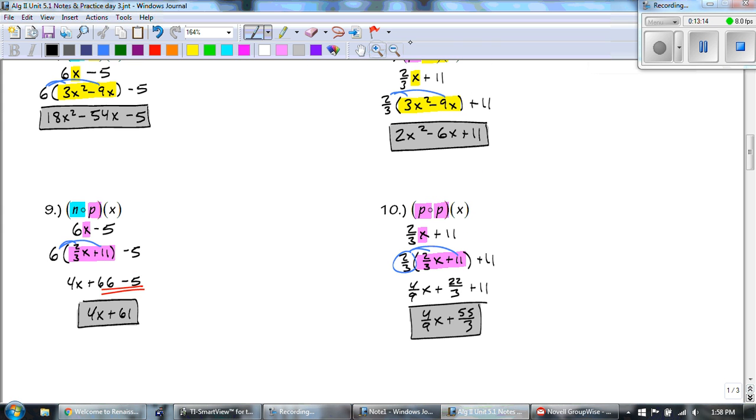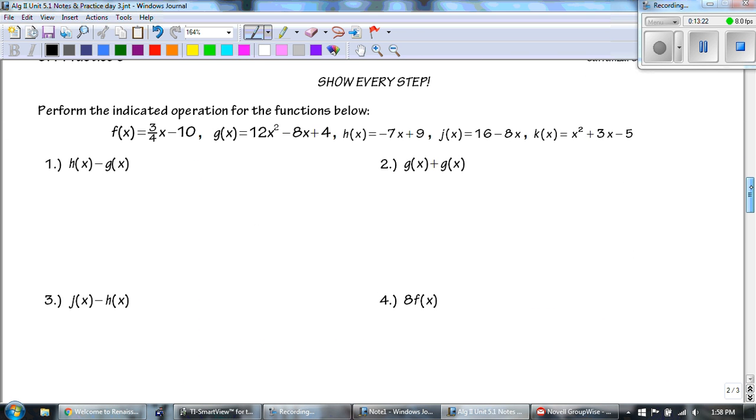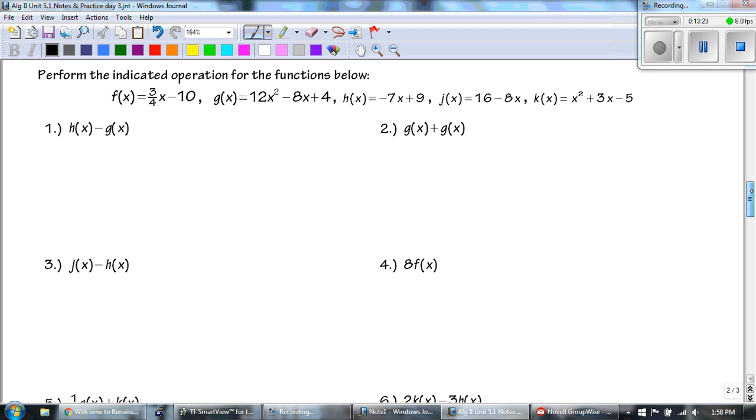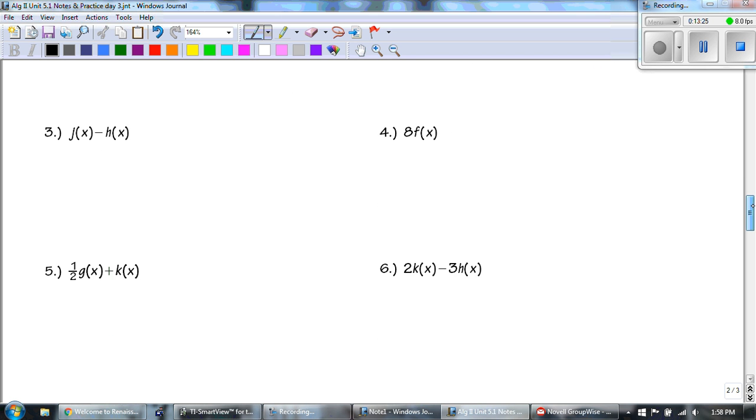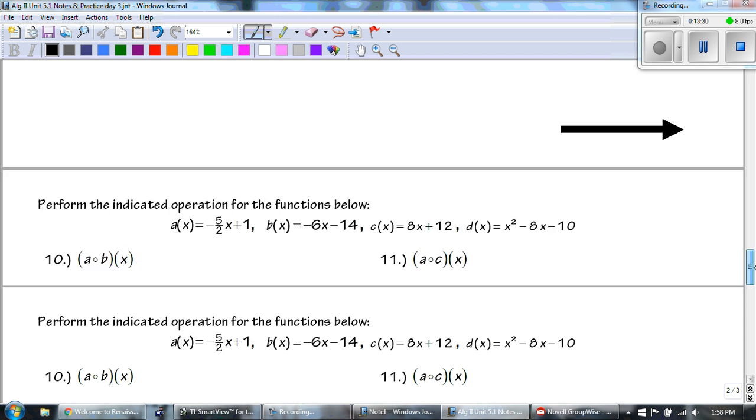All right, guys. That's it for Algebra 2, Unit 5.1 Notes, Day 3. Your homework is practice C. Make sure you're paying attention to which functions you're using, and it looks like it's a review of a lot of stuff that we've been doing.